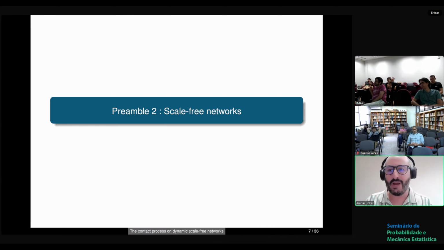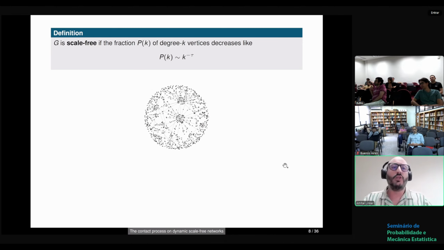Now we have to talk about scale-free networks, which is another ingredient of this talk. A scale-free network is a network in which the fraction of vertices of degree k decreases polynomially and not exponentially. These are very famous networks, the reason being that they're usually used to model, for instance, social networks, which are very common nowadays.